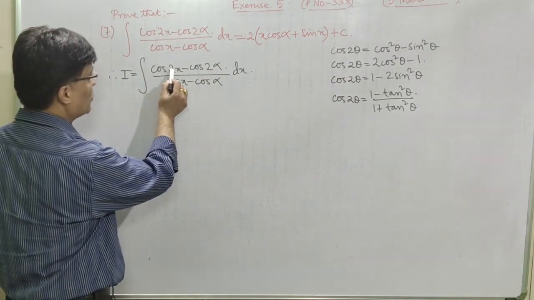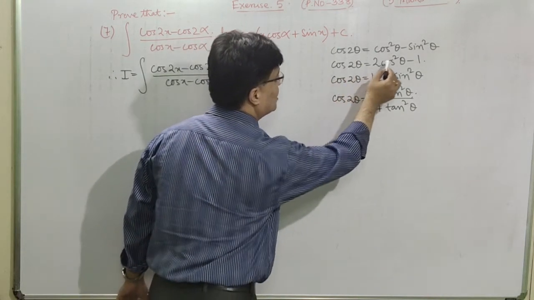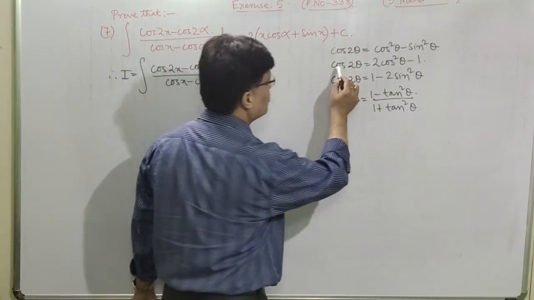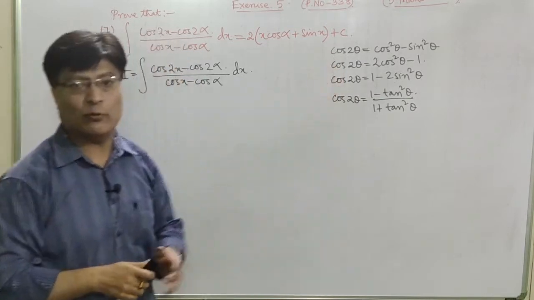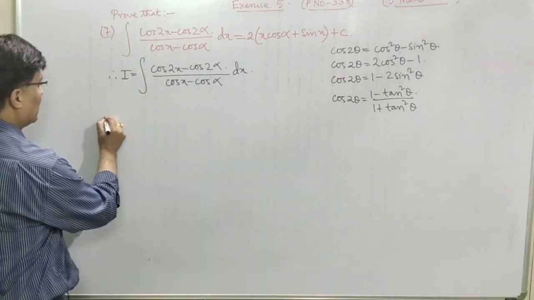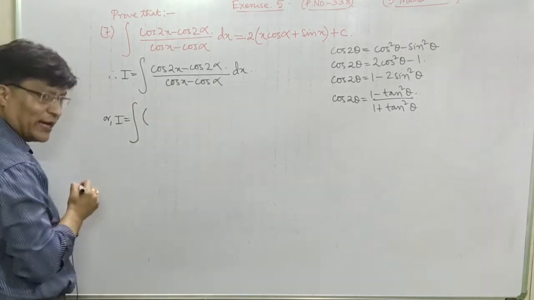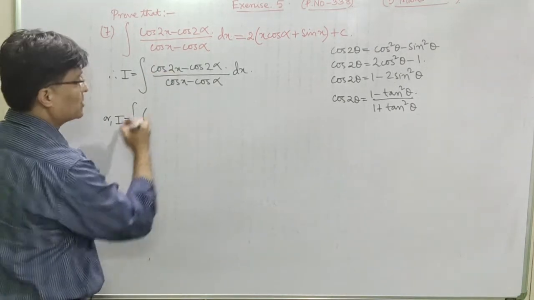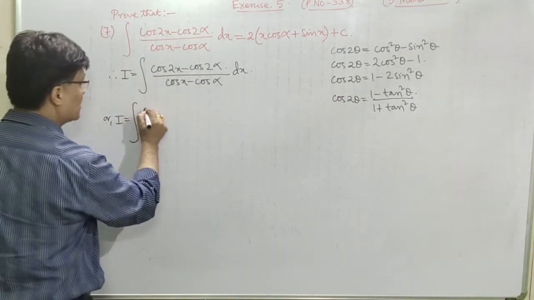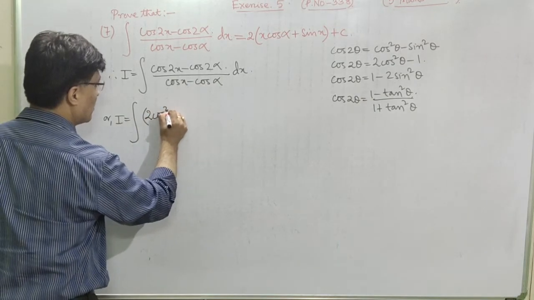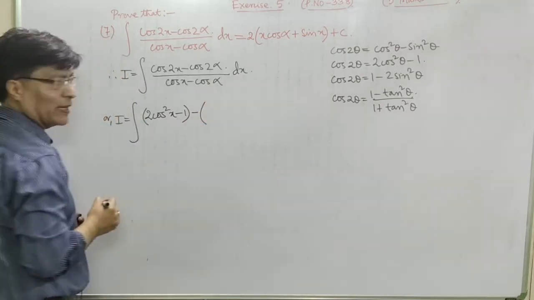You have to express cos 2x in terms of cos x only. So you have to use the formula for cos 2 theta in terms of cos theta only, that is cos 2 theta is equal to 2 cos square theta minus 1. So we can use this formula, that is the second one. Okay, so let us use the formula here. I is equal to integration of, let us write it within bracket, what is the formula for cos 2x? Instead of theta, here it is x. So what is the formula for cos 2x? This is 2 cos square x minus 1 minus, again within bracket.